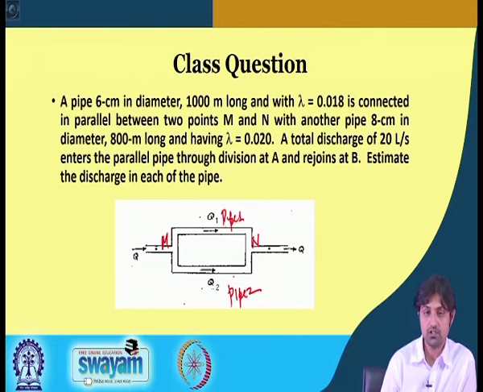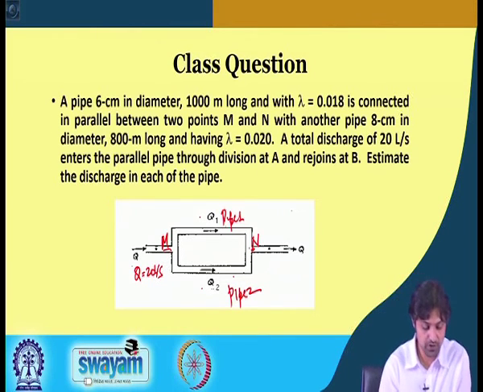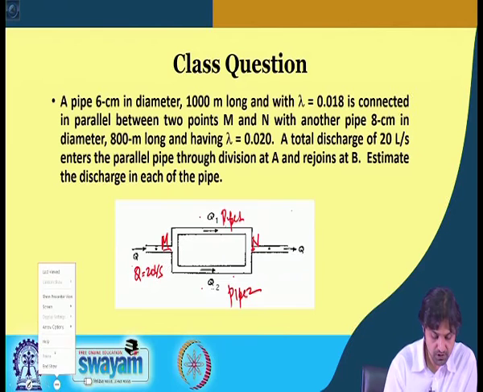A total discharge of 20 liters per second enters the parallel pipe through division at A and rejoins at B. So, it enters here and it rejoins here. Estimate the discharge in each of the pipes. Very simple application of the concepts we have learned till now. So, we are going to solve this question.